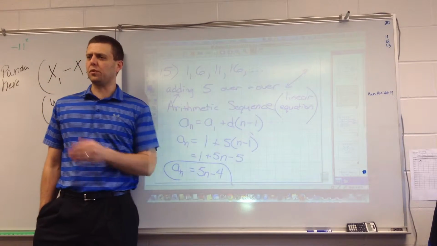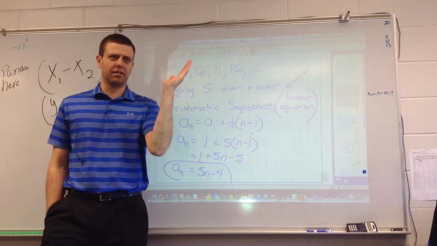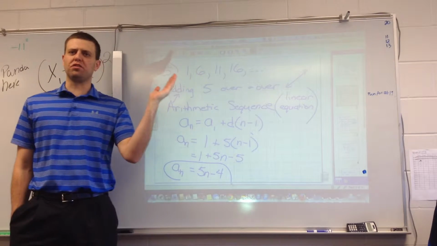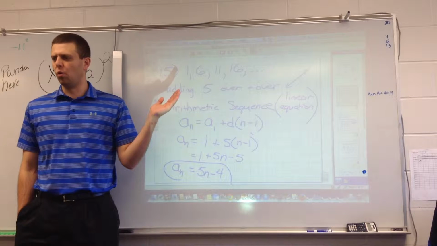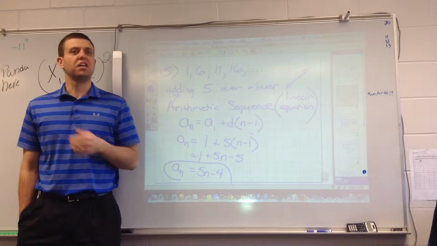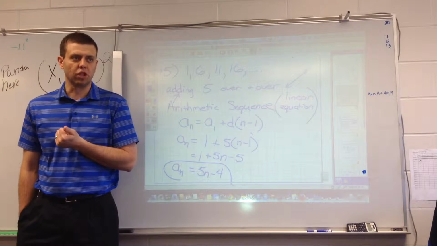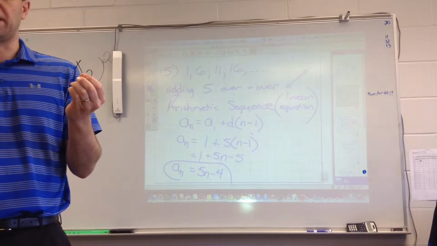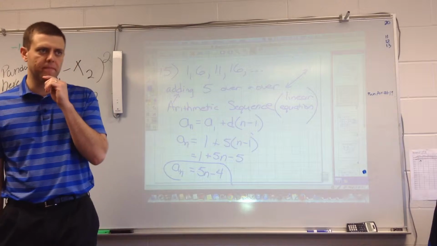An arithmetic sequence, like I said, is a line, right? What equation do you think of when you think of an equation for a line? y equals mx plus b, right? m is your slope, and b is your y-intercept, where it crosses the y-axis, right?